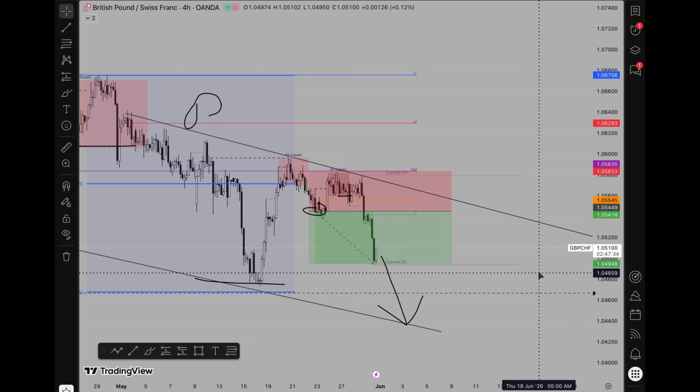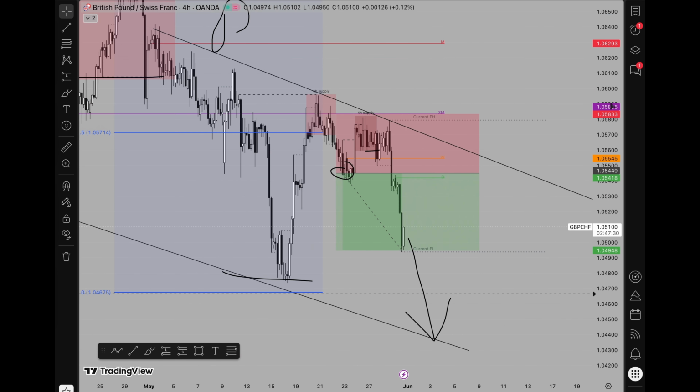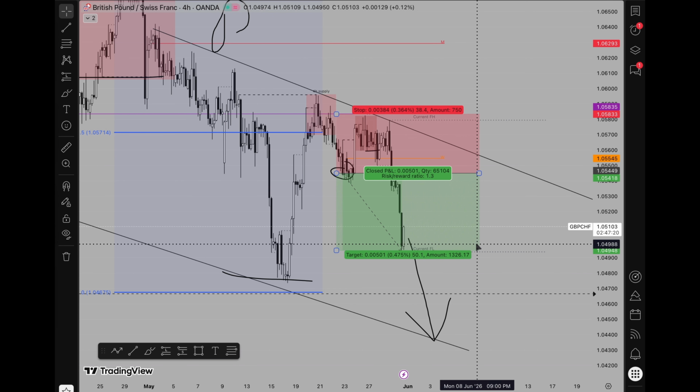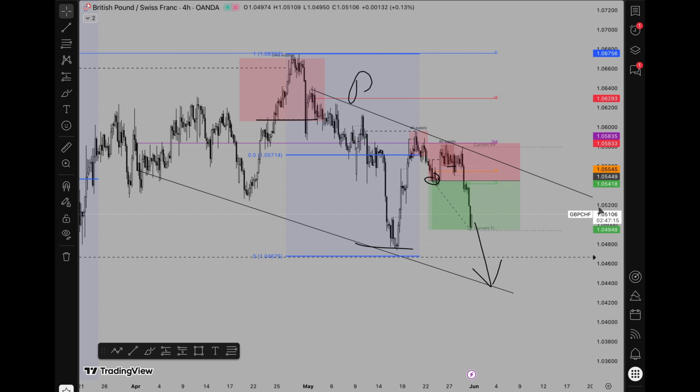But we chose to get out because of the weekend holding. It has been already 1 week, and the swaps for GBPCHF are kind of high, in my opinion. And so we chose to get out for that risk to reward. Once again, it's a rinse and repeat for GBPCHF.